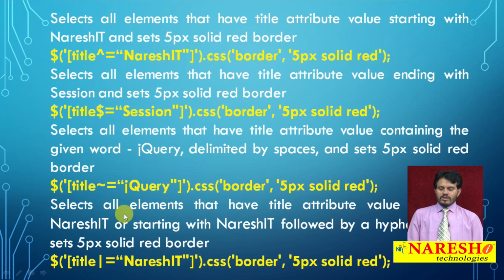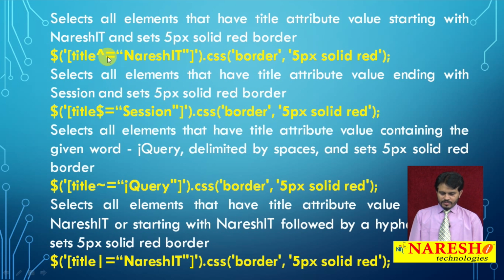Now the last example. If the requirement comes to select all elements that have a title attribute value equal to Naresh IT, or starting with Naresh IT followed by a hyphen character, then it gets selected. And to write this expression, we have to use the pipe symbol equals to, previously the tilde mark equals to, previous to that dollar equals to, previous to that the exponent symbol equals to.